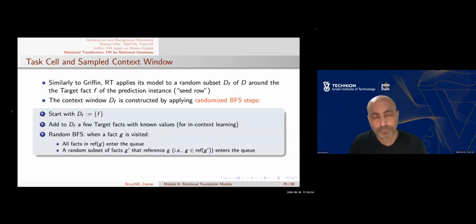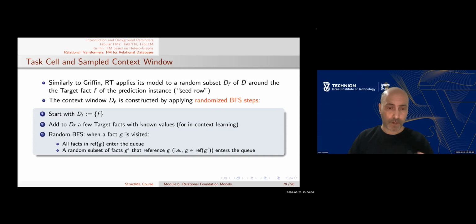And then we apply random BFS. We take a fact from the database or from the set D_F, and when the fact is visited, first we add all of the few facts that are referenced by the fact that we took out, and we also add a random subset of facts that reference the fact that we visited. If we visit G, then we add G primes such that G belongs to the ref of G prime.